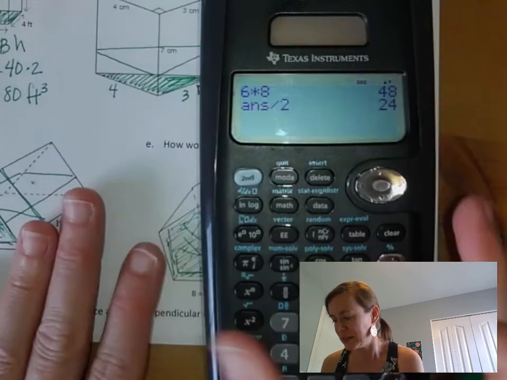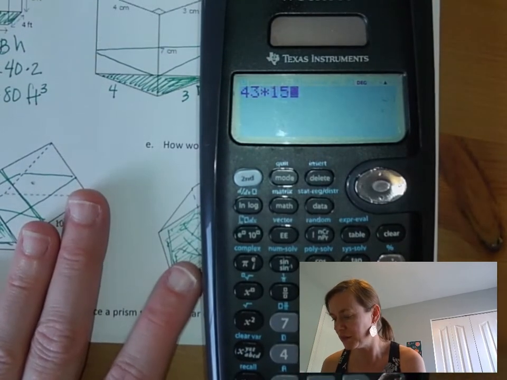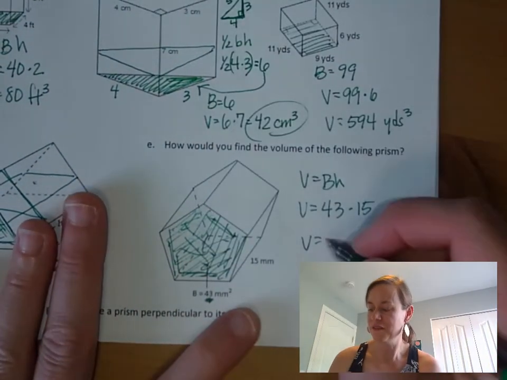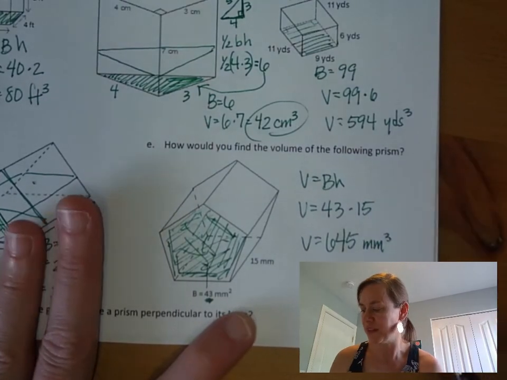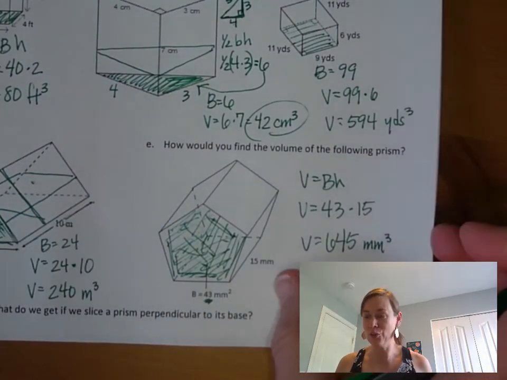So let's see what the calculator says about that. 43 times 15, 645. 645 millimeters cubed for that volume. Okay, so that's all on my notes.